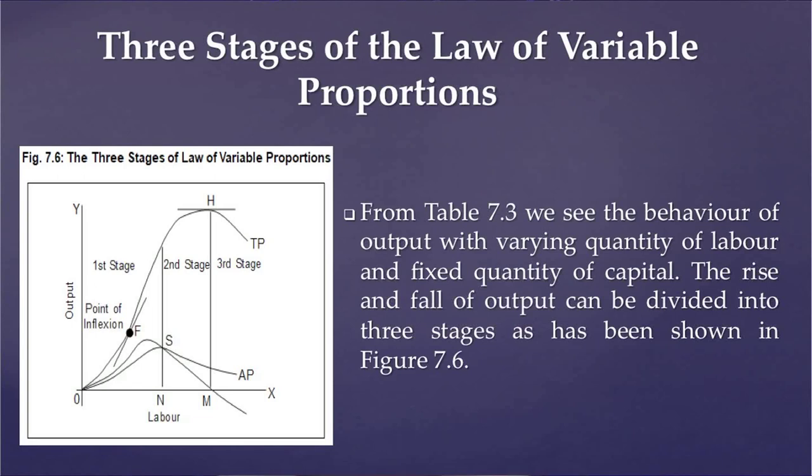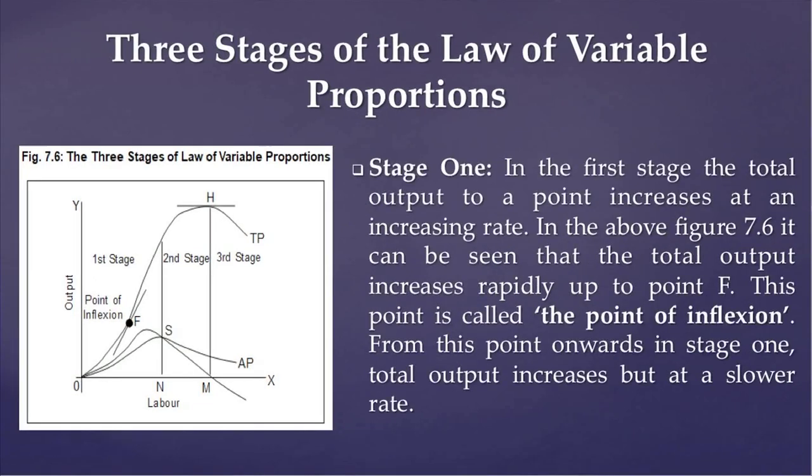Now from table 7.3, we see the behavior of output with varying quantity of labor and fixed quantity of capital. The rise and fall of output can be divided into 3 stages, as we have already mentioned, and it has been shown in figure 7.6. Now, stage 1. In the first stage, the total output increases at an increasing rate. In figure 7.6, it can be seen that the total output increases rapidly up to point F. This point is called the point of inflection.